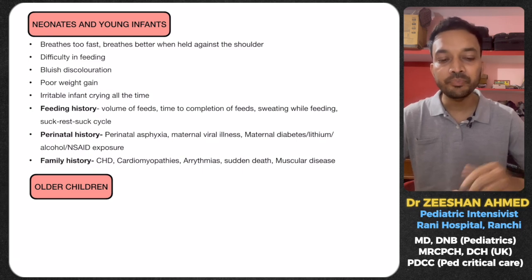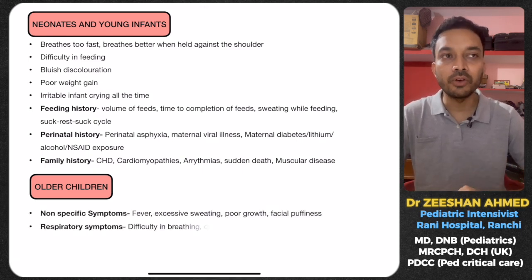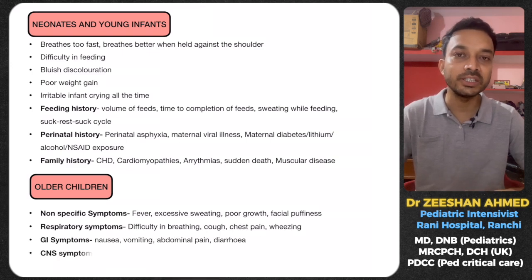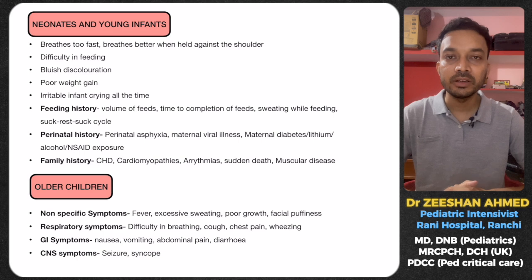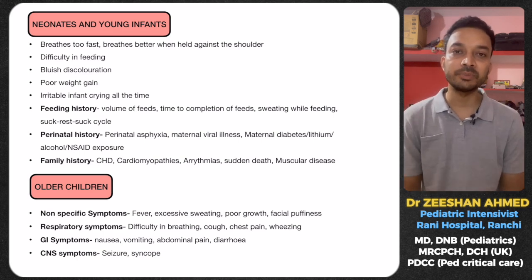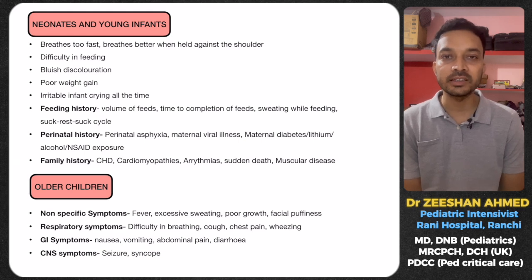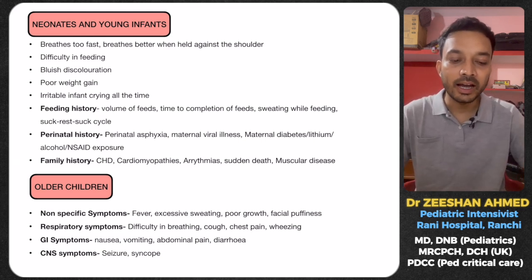Coming to older children, the symptoms of heart failure are very vague and non-specific, so it is very difficult to suspect heart failure in an older child. The first non-specific symptoms are fever, excessive spitting, sweating, poor growth and facial puffiness. The other presenting complaints might make you think it is due to some respiratory or GI cause, because the complaints will be like difficulty in breathing, cough, chest pain and wheezing. All of these can literally point towards the respiratory system, so you might be confused.